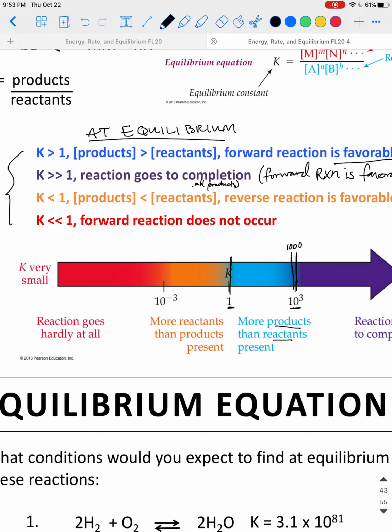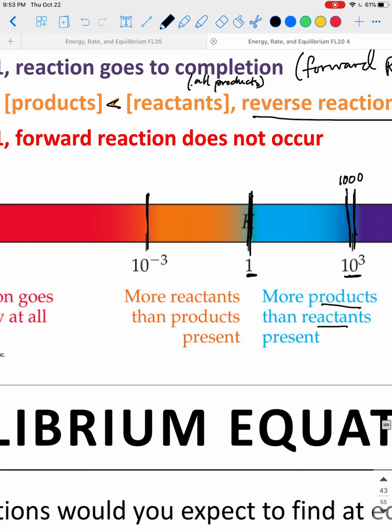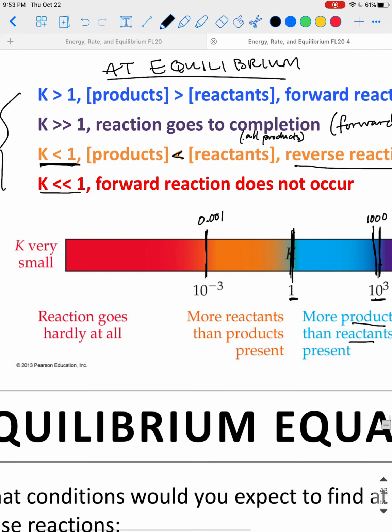Now, let's read the orange statement. I'm going to leave that there. If K is a number that's less than 1, what that means is at equilibrium, you're going to have less products than you have reactants, more reactants, higher concentration of reactants at equilibrium. And because of that, we can say it's the reverse reaction that's favorable. The reverse reaction means you're taking your initial products and you're remaking reactants. So that corresponds to the orange portion of the arrow, where K is a number between 1 and 0.001, 10 to the minus 3, and you have more reactants than products present.